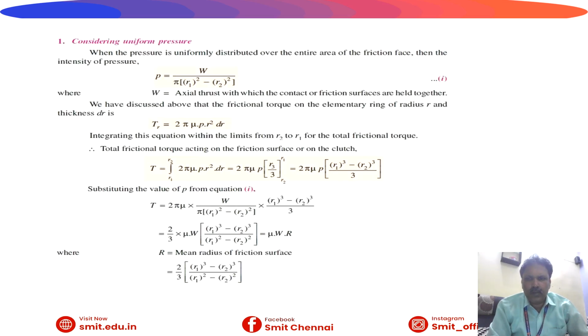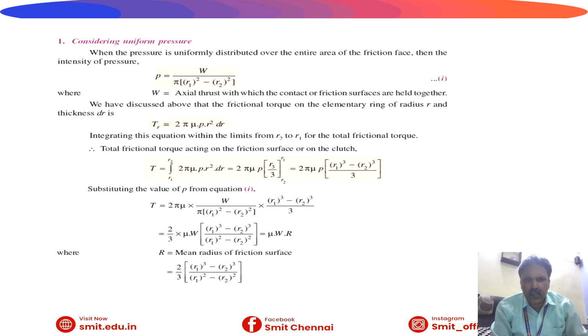So basic formulas we have to go through in these clutches. Considering uniform pressure, that is important. When the pressure is uniformly distributed, we have to use this formula: P equal to W by pi into R1 square minus R2 square. W is the axial stress. Frictional torque on the elementary ring of the radius R and the thickness dr is Tr equal to 2 pi mu P R square dr. This is the formula we are utilizing.